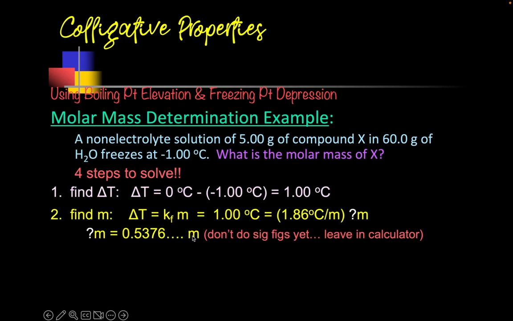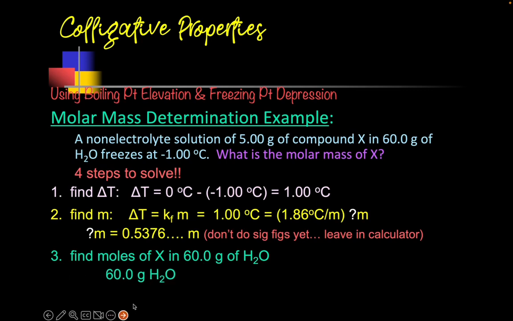But this is the number of moles per 1 kilogram or 1,000 grams. I don't have 1,000 grams. I only have 60 grams. So I can't call this my number of moles for my molar mass. I have to find how many moles of X are in 60 grams of water.